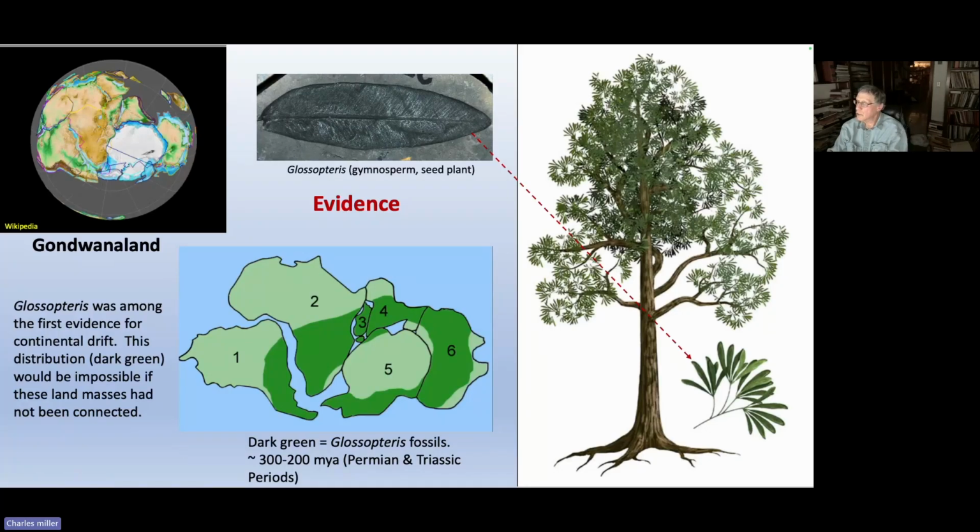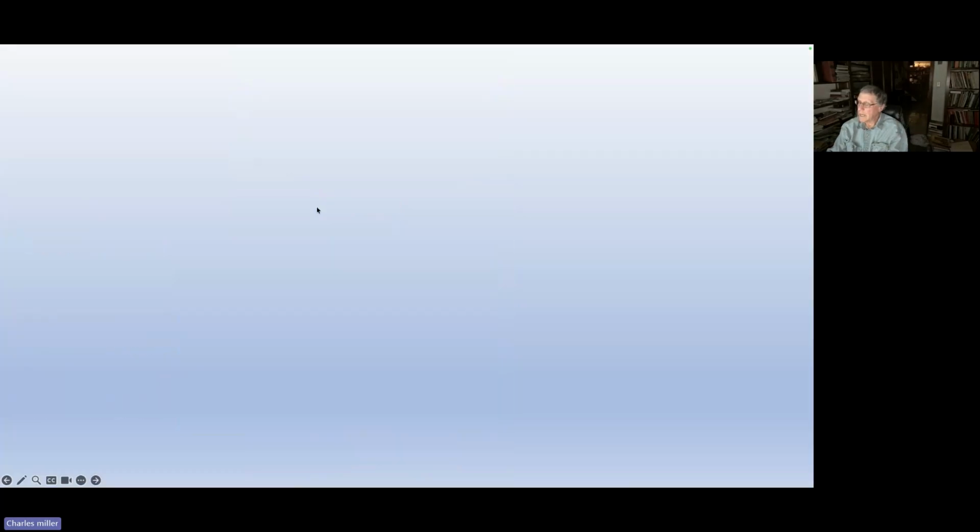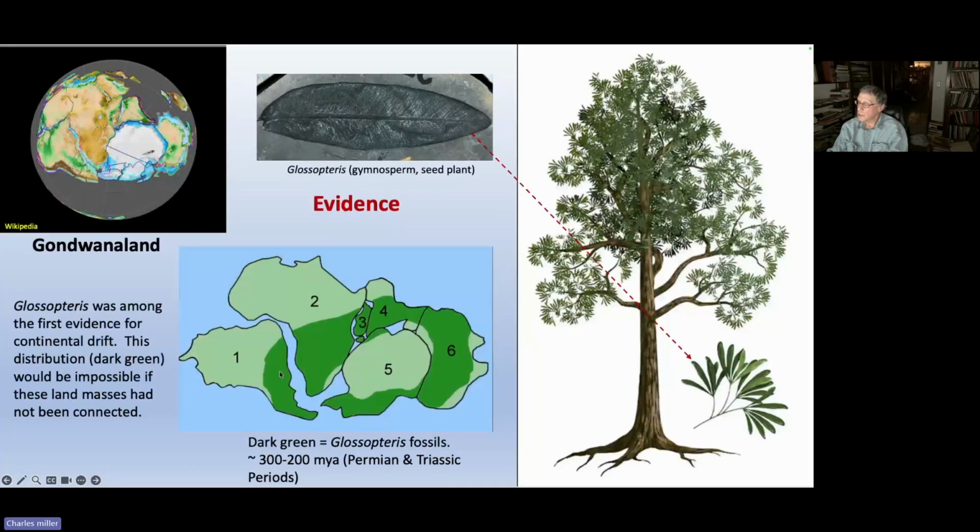So anyways, this is Glossopteris, and it's the leaf of this gymnosperm. And here's the distribution of it. And notice that that distribution goes through the interior of these land masses. And yet today, there's sometimes as much as 1,000 miles between these land masses. How do you get a leaf that is not water soaked and still get this distribution? So, I mean, that's a conundrum.